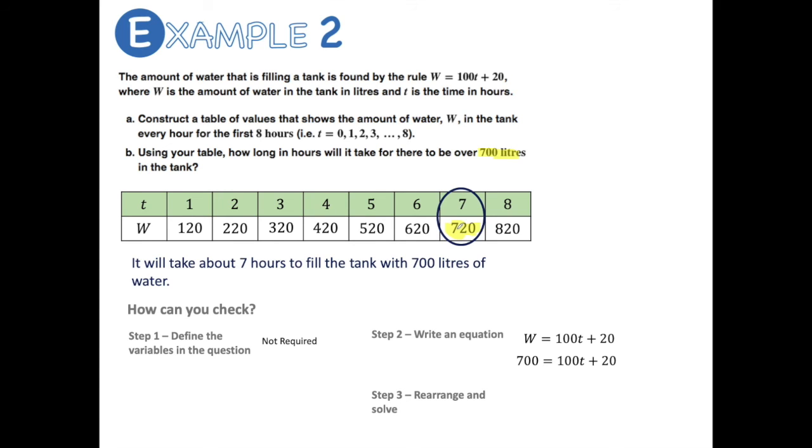Now I can apply step 3 to rearrange and solve. To get T by itself, and applying reverse BEDMAS order, I need to remove the plus 20. The opposite of plus 20 is to subtract 20, so subtract 20 on both sides. So 680 equals 100T. Now to remove the 100, I need to divide both sides by 100. So T equals 6.8. So 6.8 hours is close to my estimate of 7 hours I found using the table. So that is some examples of how we can use linear equations and solve word problems.